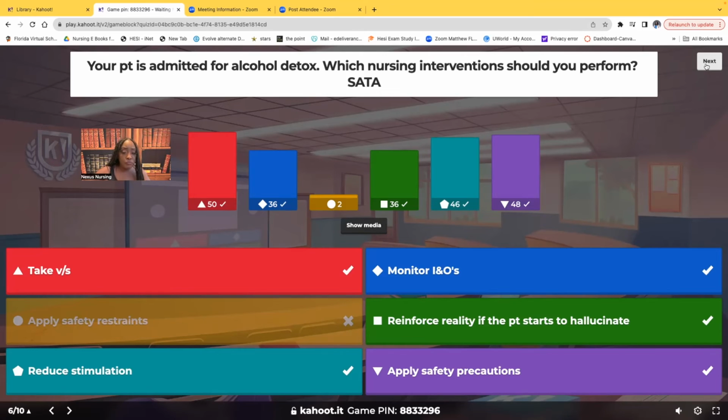That is true. Reduce stimulation. That is true. Apply safety precautions. Absolutely. What do I mean by apply safety precautions? Seizure precautions, because we know that patient's at risk for seizures. We want to make sure that the patient doesn't have any falls, that the patient does not injure themselves or is not injured.